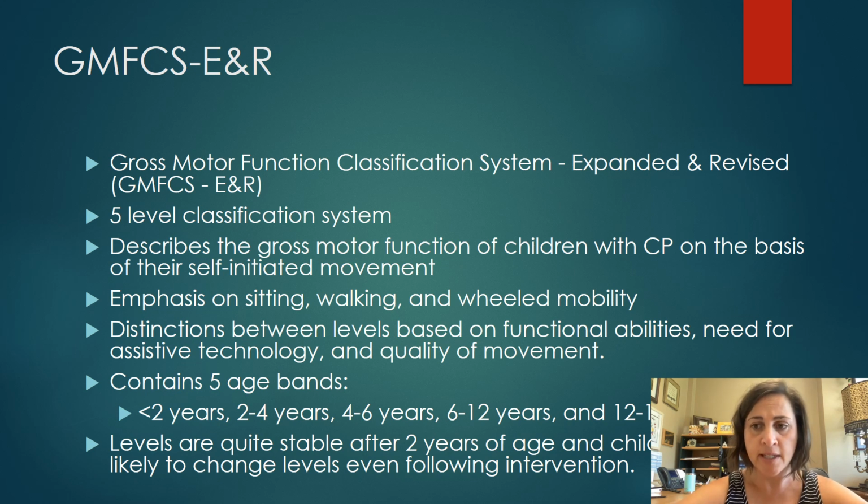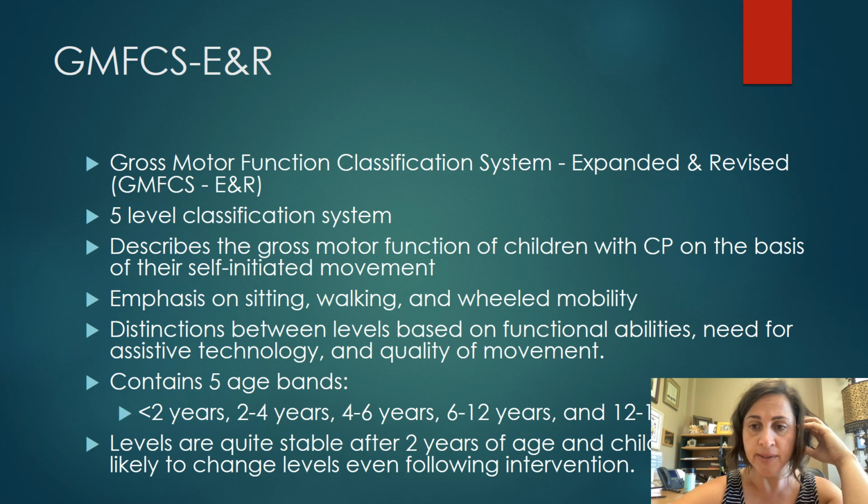After establishing the diagnosis of CP, various instruments can be used to evaluate the severity of CP in response to treatment. The most widely used evidence-based tool is the Gross Motor Function Classification System, or GMFCS. The GMFCS is a 5-level classification system that describes the gross motor function of children and youth with CP on the basis of their self-initiated movement, with particular emphasis on sitting, walking, and wheeled mobility.